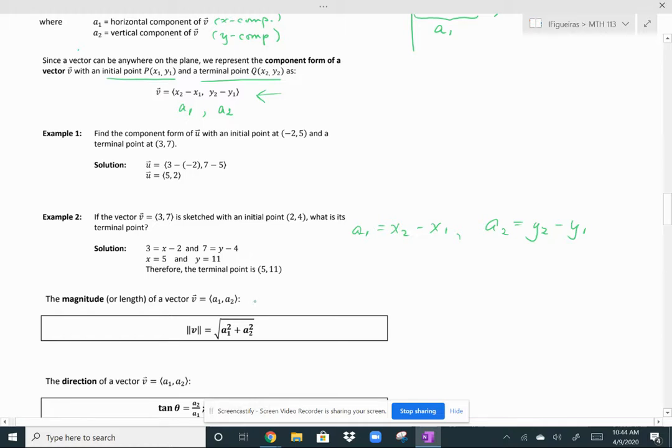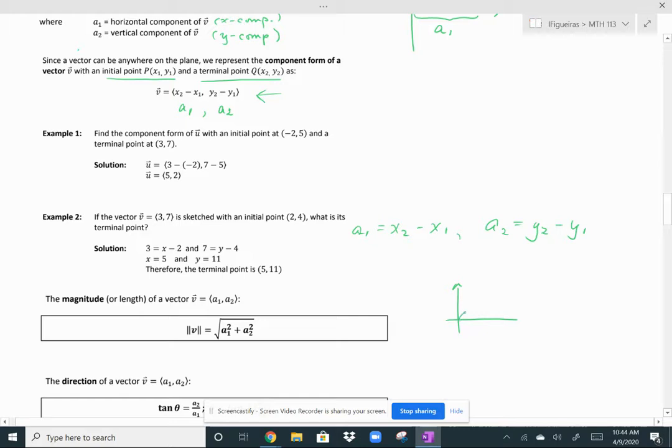So the magnitude, if you're told that vector v has components a sub 1 and a sub 2, the magnitude, which I'm indicating here with this double line around the v, the magnitude or the length of the vector is the square root of a sub 1 squared plus a sub 2 squared. And that's actually not a new formula for you. That's actually your Pythagorean theorem.